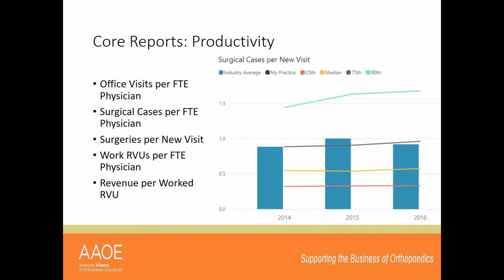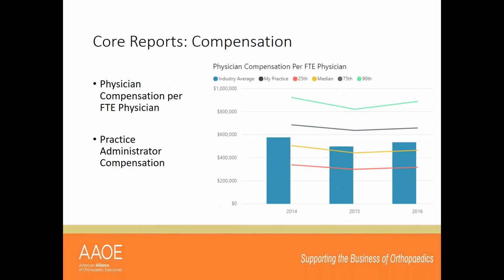Next, productivity can be measured in a number of ways. You have the office visits per FTE physician, surgical cases, surgeries per new visit is an interesting one as well. How efficient are those surgeries? Work RVUs per FTE physician, revenue per worked RVU. So all these represent different ways we can show the productivity of the provider.